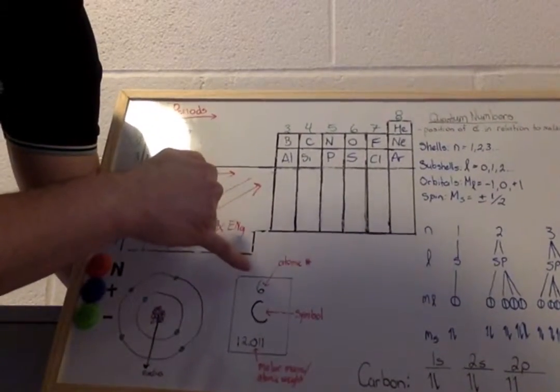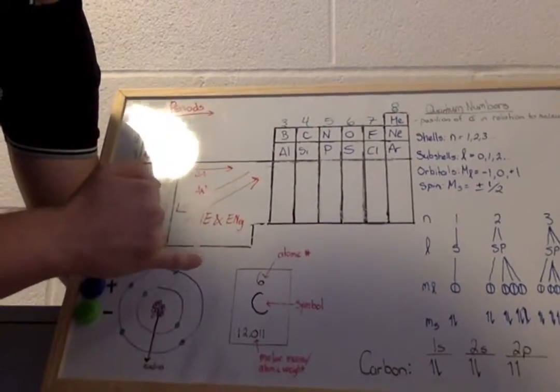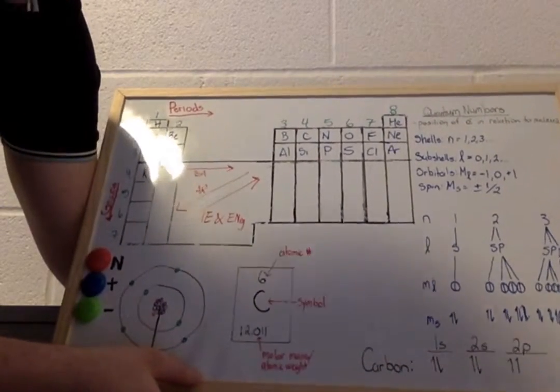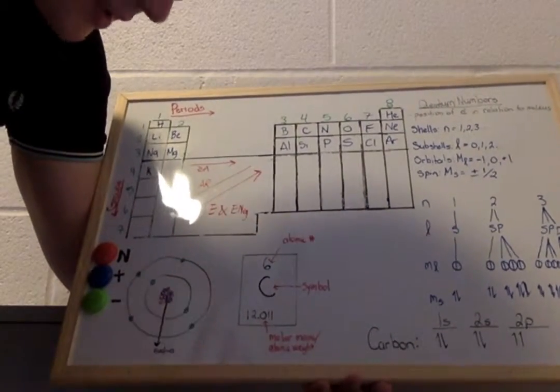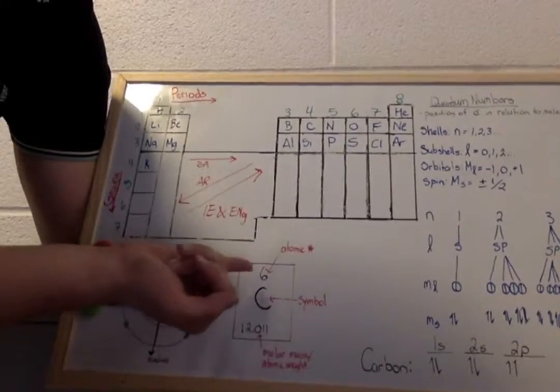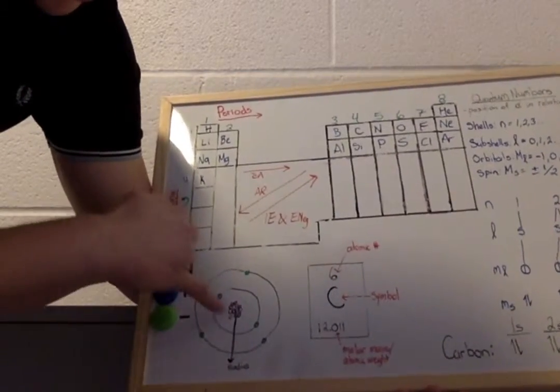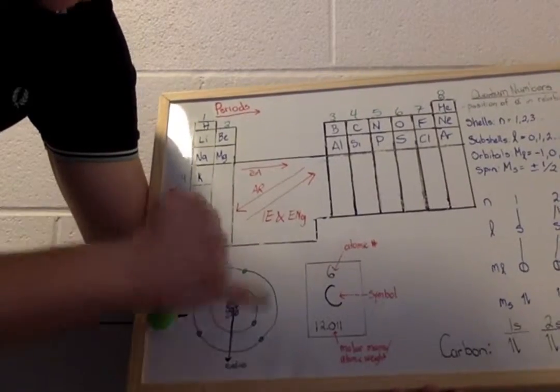This number above the atomic symbol is known as the atomic number. Now, the atomic number lets us know the number of protons, neutrons, and electrons within the atom at a neutral state. For example, the atomic number for carbon is 6. Carbon has 6 neutrons, protons, and orbiting electrons.